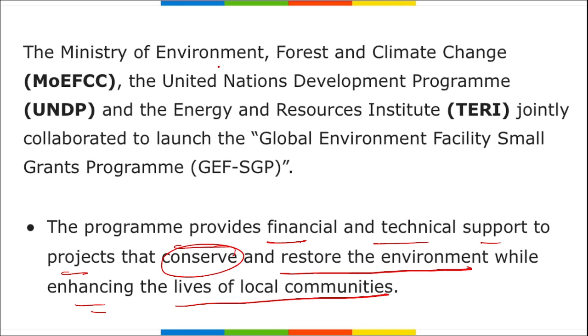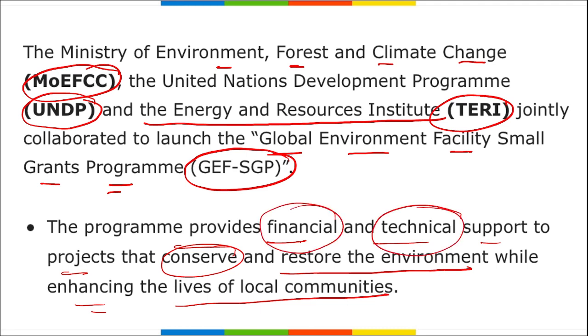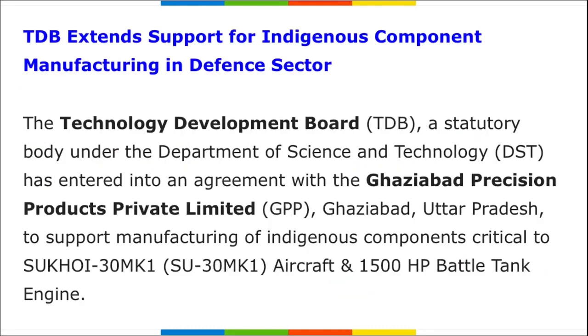So coming back, friends, to work on the environment, three organizations came together. That was the Ministry of Environment, Forest and Climate Change. Second is the United Nations Development Program, and third is the Energy and Resources Institute. These three organizations came together to launch GEF SGP, that is Global Environment Facility Small Grants Program. What this will do is that financial as well as technical support will be provided by them, so that these organizations, these startups, or these people who are working toward these goals can be helped and provided with all these types of financial and technical support.